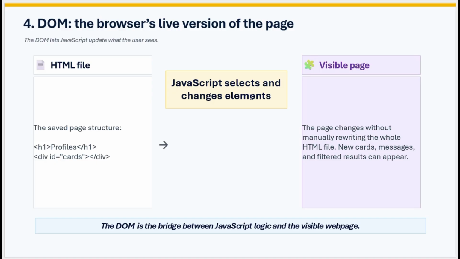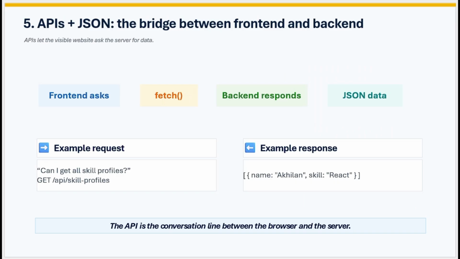For example, if I have a div with an ID called profile container, JavaScript can find that div and insert a new profile card inside it. If I have a button, JavaScript can add an event listener to it. If I have a message area, JavaScript can change its text to show success or error messages. So the DOM connects the HTML structure with the JavaScript behavior.